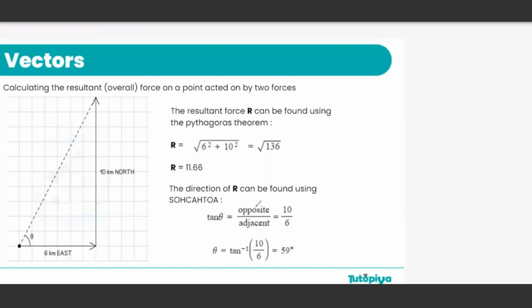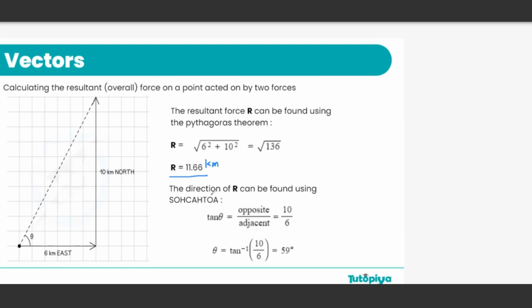Let's look at another example, just so you can completely understand this concept. This example is to do with displacements. There's a displacement of 60 kilometers to the east and a displacement of 10 kilometers to the north. We need to find the resultant displacement. The magnitude is very easy. R is equal to the square root of 6 squared plus 10 squared, which is the square root of 136. You get R as 11.66 kilometers.